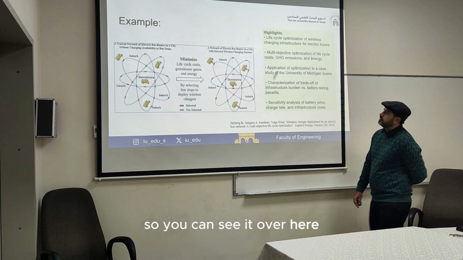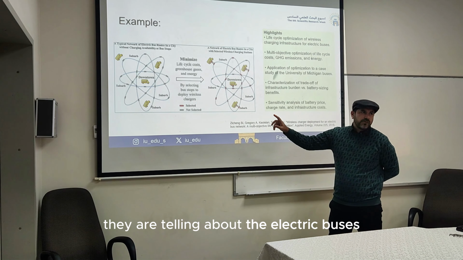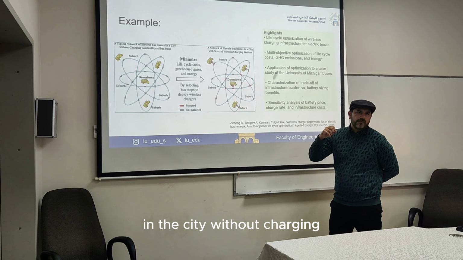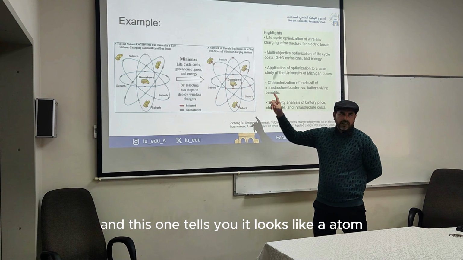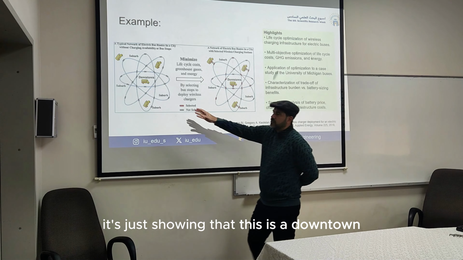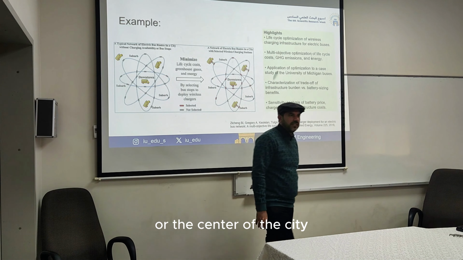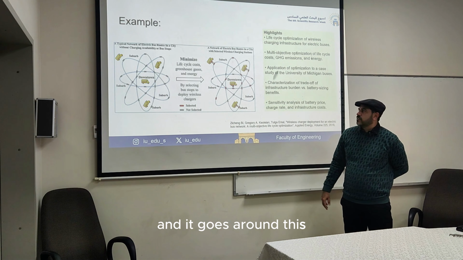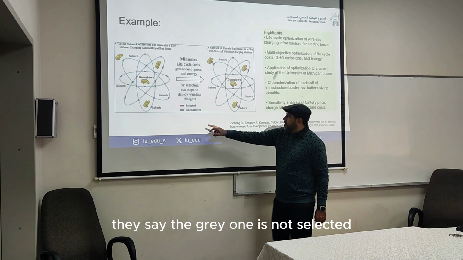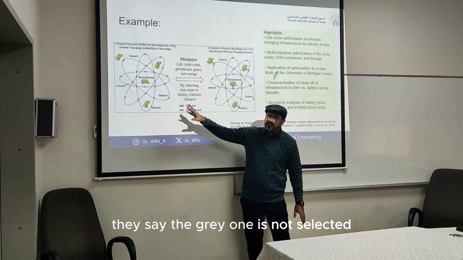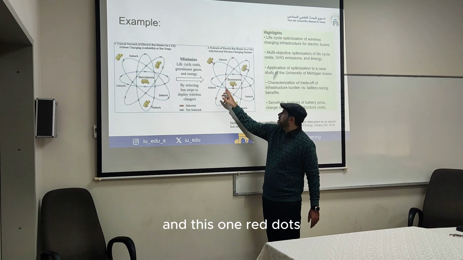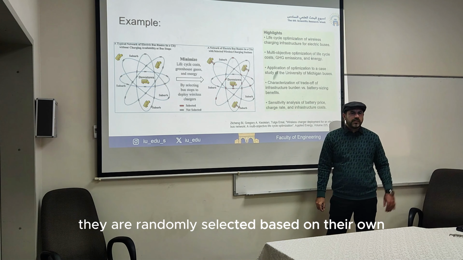All right, this is a very interesting abstract. You can see it over here. They are telling about the electric buses in the city without charging. This one looks like an atom, but it's not an atom. It's just showing that this is the downtown or the center of the city, and the buses go around it. We don't know about the paper, by the way, just looking at the graphics. They say the gray one is not selected, so it will go charge and then move around. And these red dots are randomly selected based on their own.